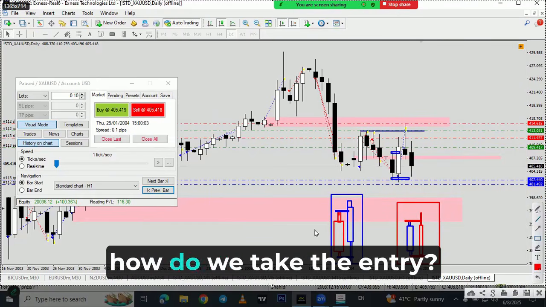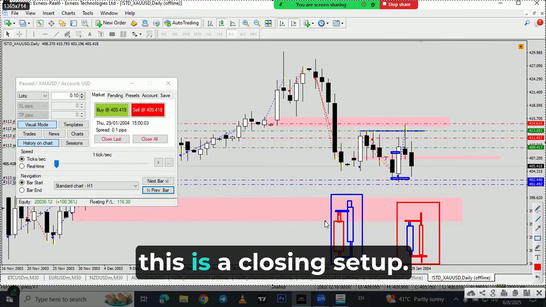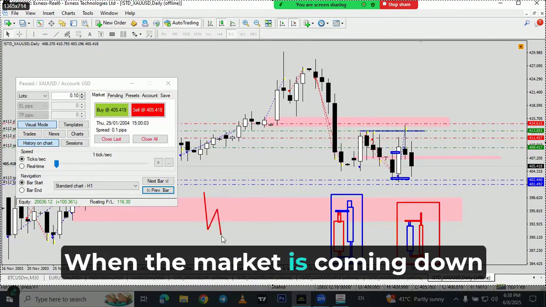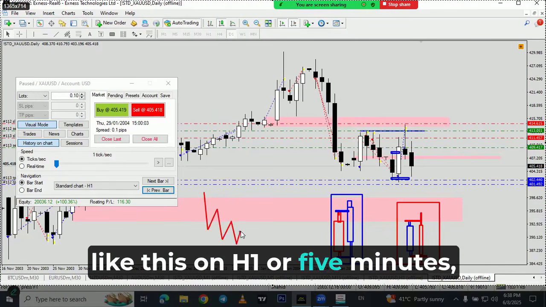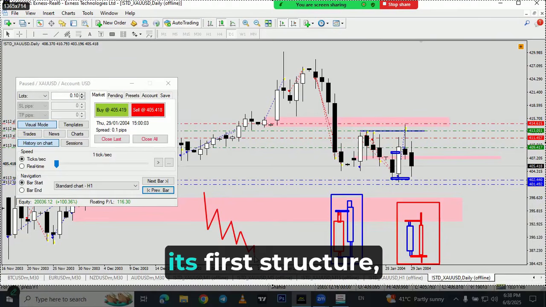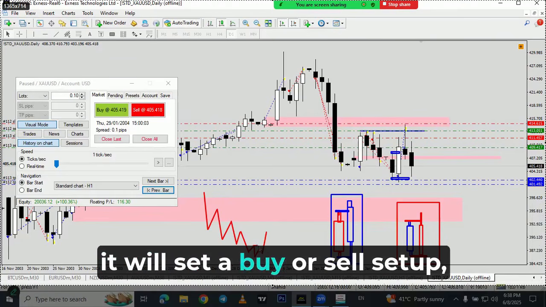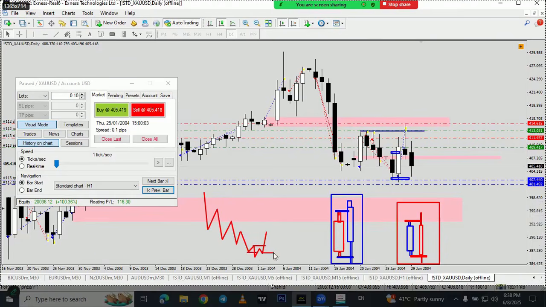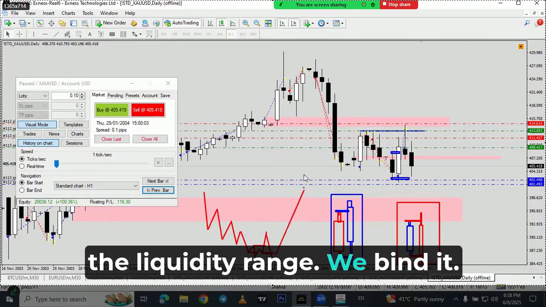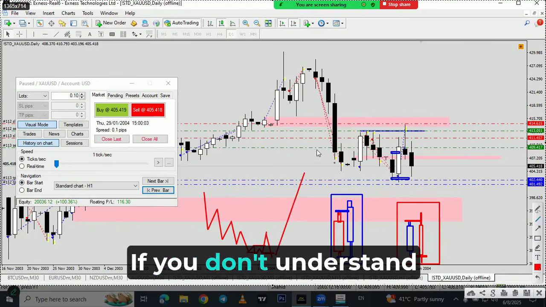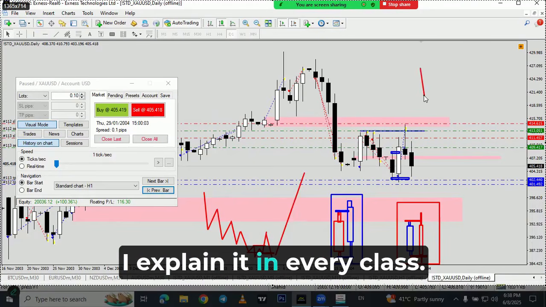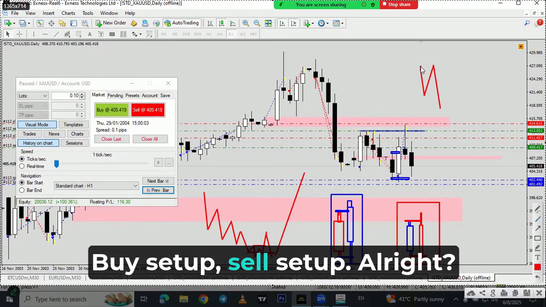And after that, how do we take the entry? For example, this is a closing setup when the market is coming down like this on H1 or 5 minutes. And when the market changes its first structure, it will set a buy or sell setup. Then we refine the liquidity range. We bind it. All right. If you don't understand liquidity, I explain it in every class. Buy setup, sell setup. All right.